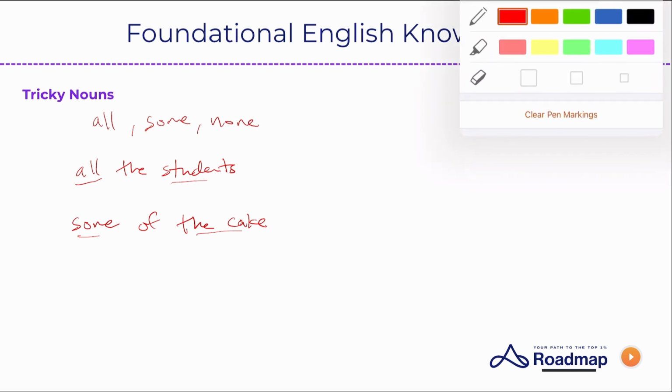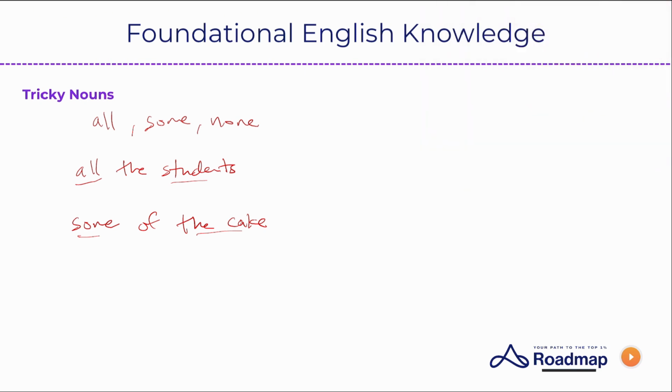So in the example of all the students, students is a plural noun. So in this case, all is going to be plural. So you want to say all the students are missing. All the students have their books. You want to use plural verbs in this case.